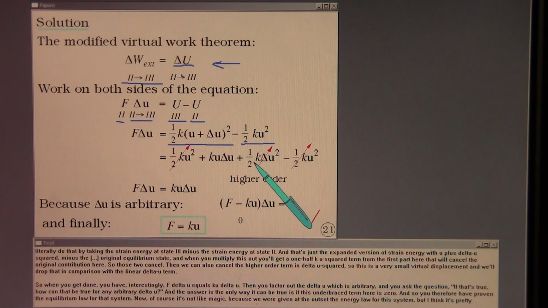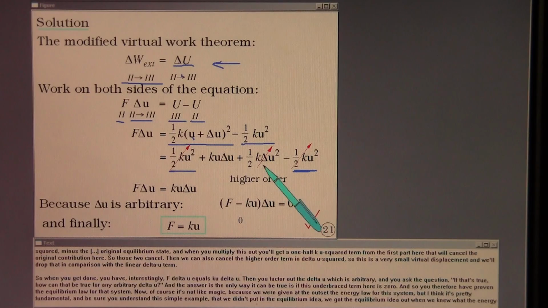And when you multiply this out, you'll get a 1/2 Ku squared term from the first part here that will cancel the original contribution here. So those two cancel. Then we can also cancel the higher order term in delta U squared. So this is a very small virtual displacement, and we'll drop that in comparison with the linear delta U term. So when you get done, you have, interestingly, F delta U equals Ku delta U.